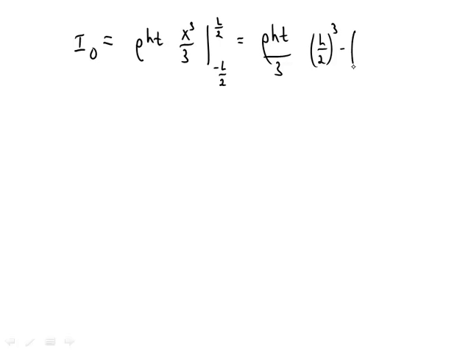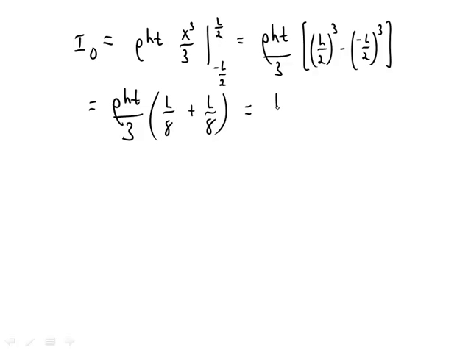And so I0 equals rho ht x cubed over 3, evaluated from minus L over 2 to L over 2, which is rho ht over 3 times (L over 2) cubed minus (minus L over 2) cubed. That's rho ht all over 3 times L cubed over 8 plus L cubed over 8.